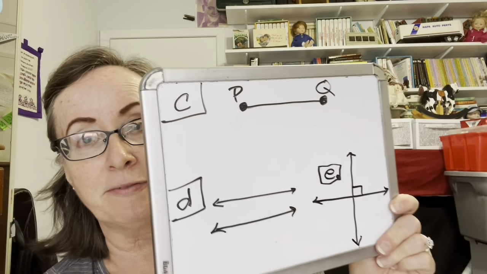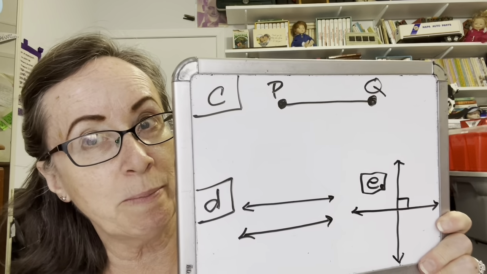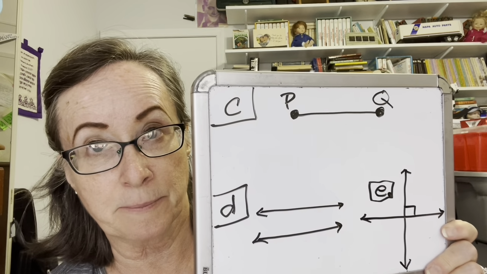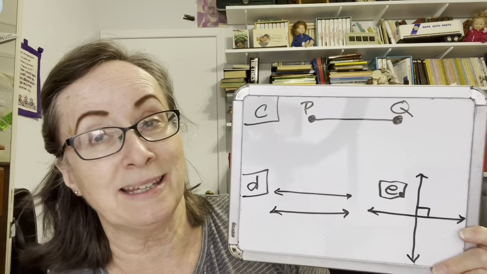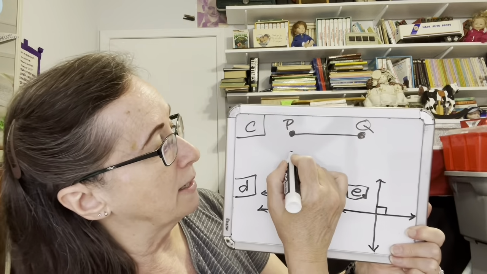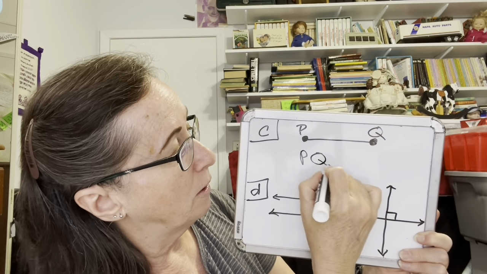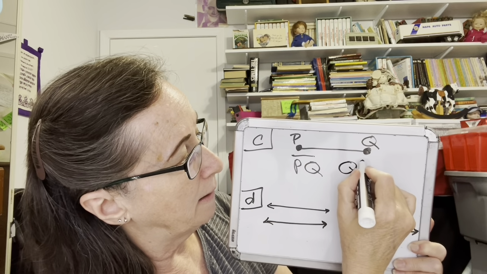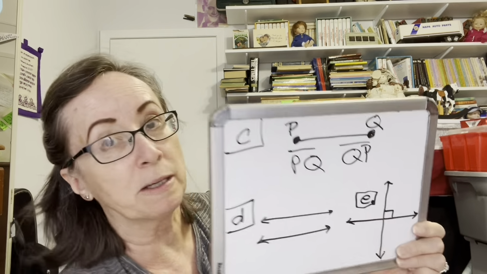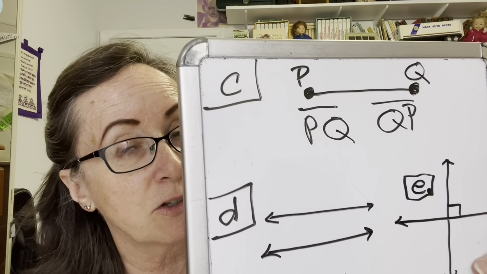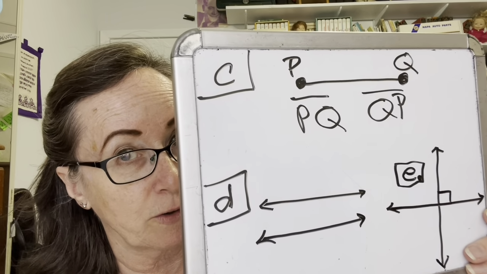Okay, so then we have to name the figure in C. And remember, when it has an endpoint on both sides, it's a segment. Okay, so this is segment PQ or segment QP. All right, so the direction doesn't matter. So PQ with a little line over it, okay, or QP with a little line over it. But notice the line has no arrows. That means it stops because there's no arrow indicating that it goes further.